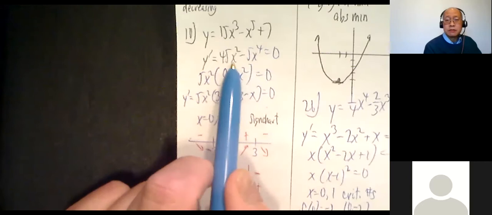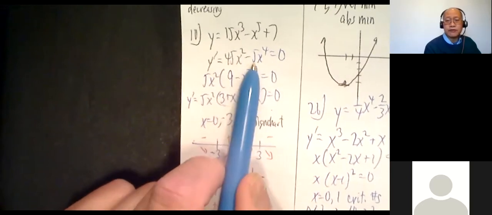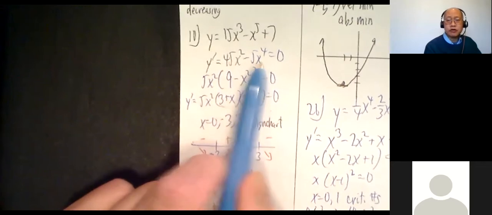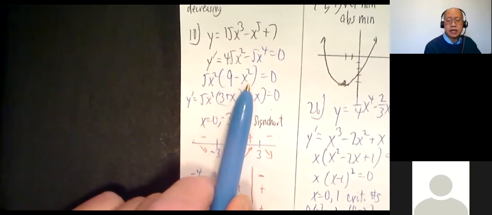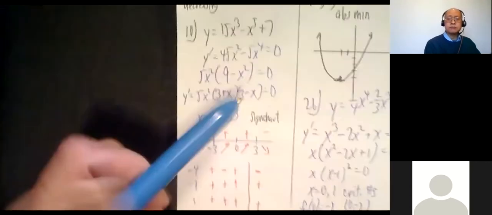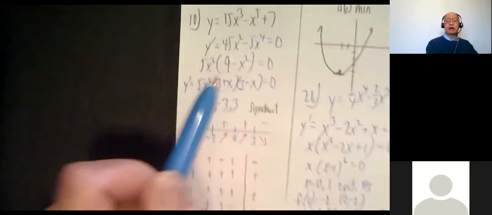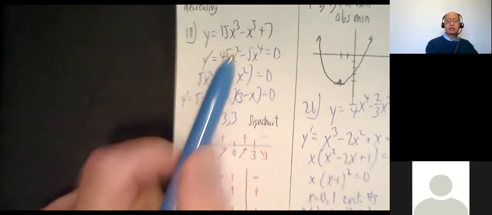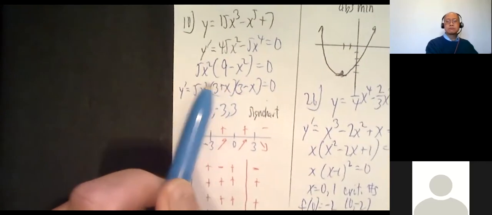Okay, factor. Common factor is 5x squared, right? I can take a 5 out of 45 and 5. X squared and x to the 4th, I can take out x squared. So 5x squared times parentheses 9 minus x squared equals 0. Remember, you can always double check your factoring by multiplying it back out. That times that is 45x squared. That times that is a minus 5x to the 4th.